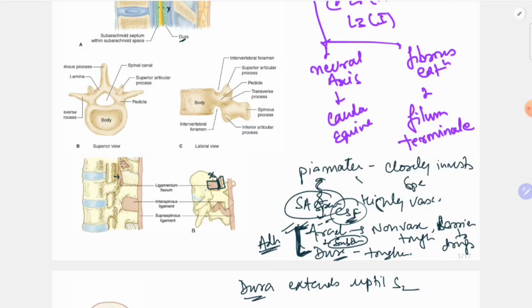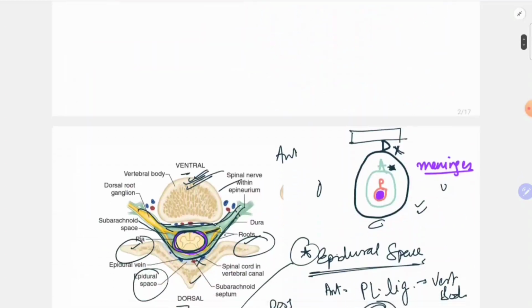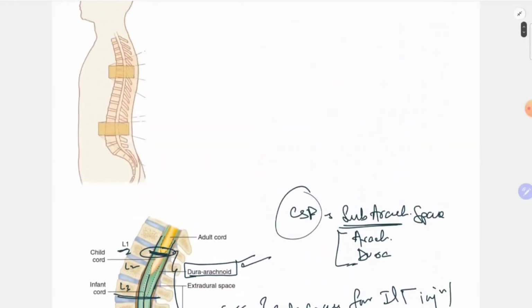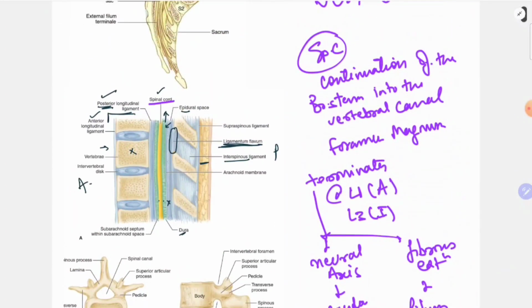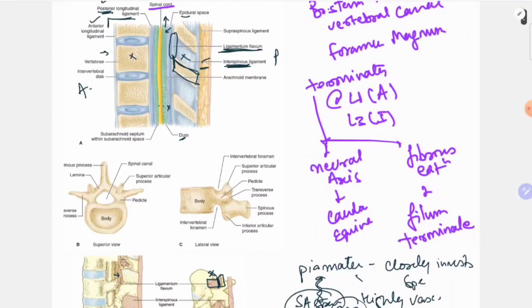Okay, so outside ligamentum flavum, we have the interspinous ligament, or where there is the spine of the vertebral column, the vertebrae itself, and outside the interspinous ligament there would be the subcutaneous tissue. Now, couple of things about the vertebral canal itself.